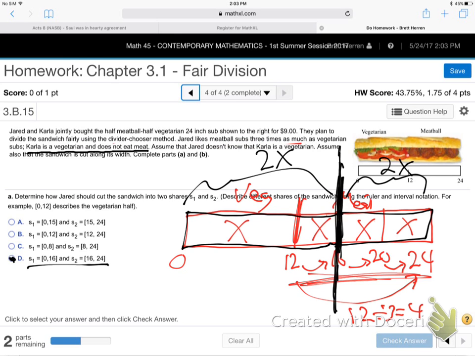Carla is a vegetarian and does not eat meat. So when you make a cut right here at 16 and you offer Carla either this side or that side, which side is she going to take? She's going to take the veggie, right? She's going to take the veggie and the 1/3 of the meat and throw away the 1/3 of the meat and just eat the veggie because she doesn't eat meat, right?